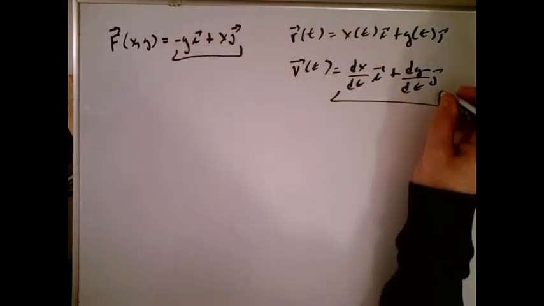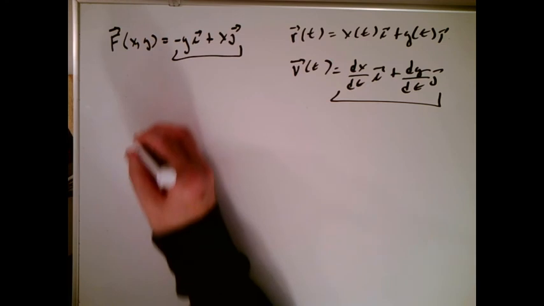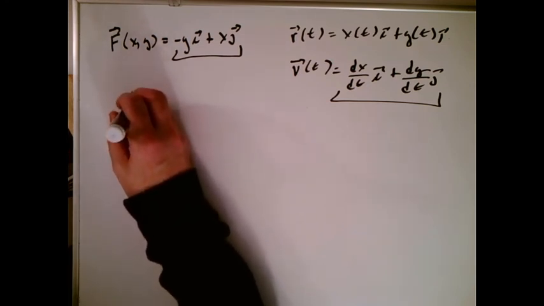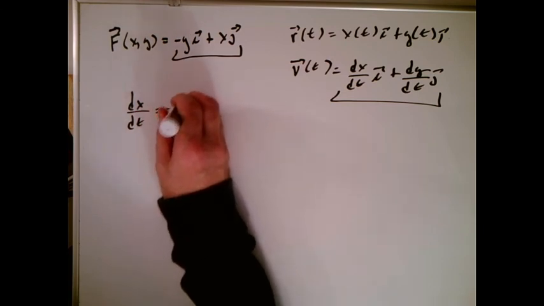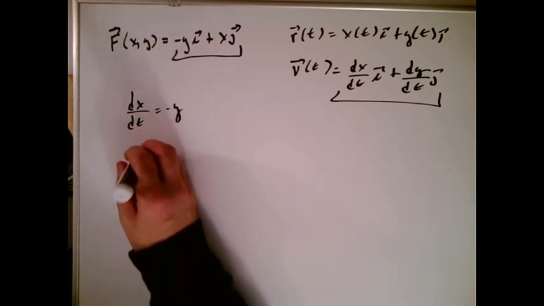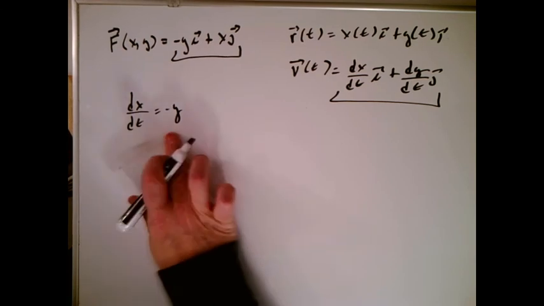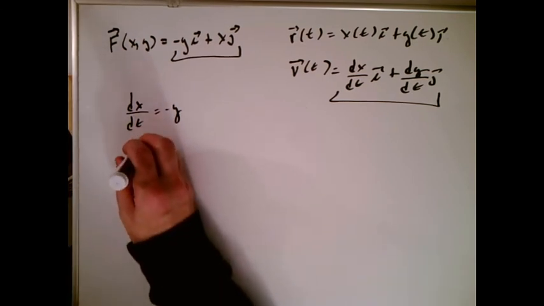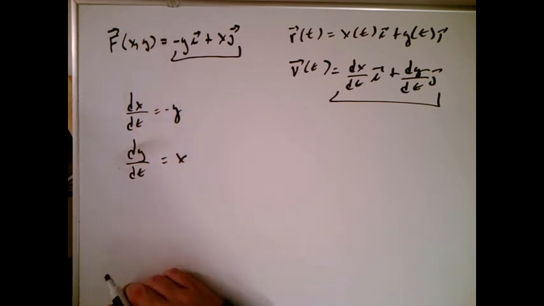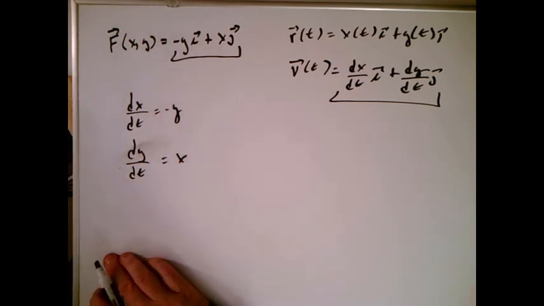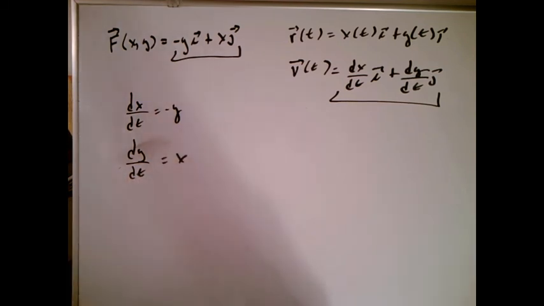This is going to be the velocity, and we can write down two equations. I can write down the equation dx/dt equals minus y, and then I can write down the equation, oops, it's right the other way, dy/dt equals x. Now these are both differential equations. Remember from Calc 1 or Calc 2 that a differential equation is just an equation that has a derivative in it.